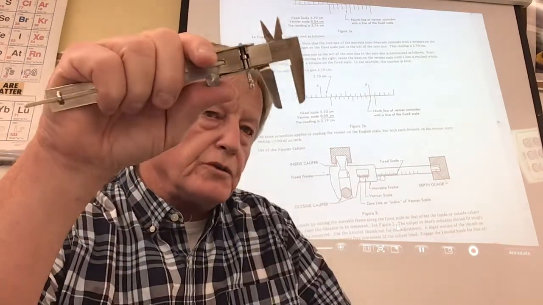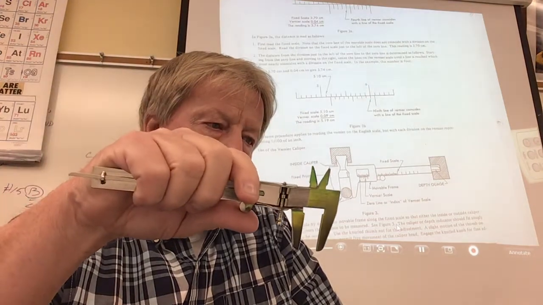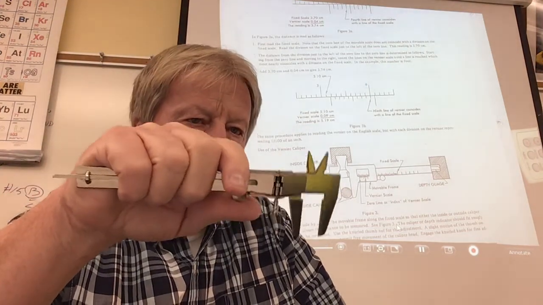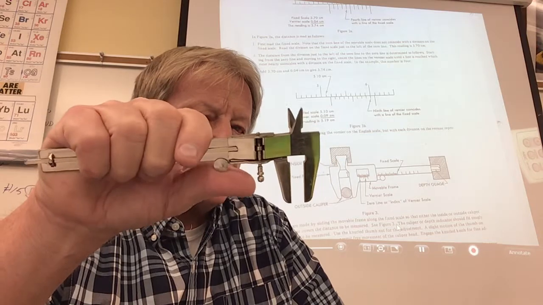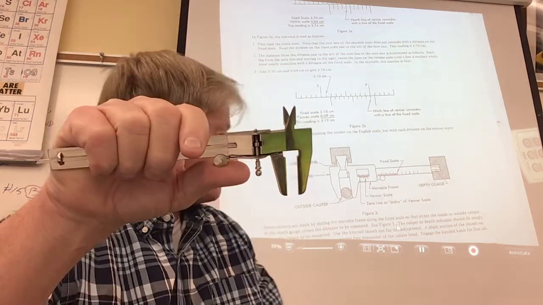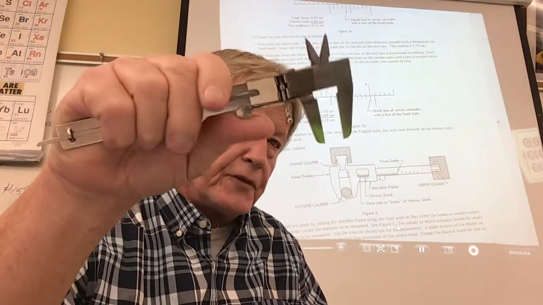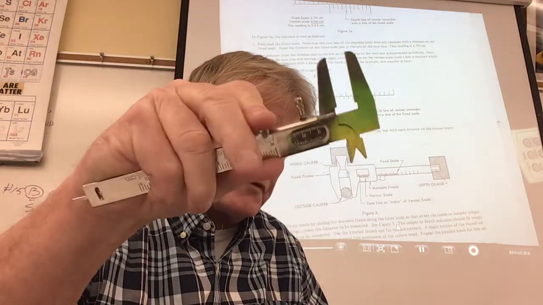Now why do you need to know those words? Because I'm going to ask you to find the fixed scale. The fixed scale is a ruler that's found on the fixed frame. So point to that. Okay, then find the movable scale. The movable scale is a ruler found on the moving part.